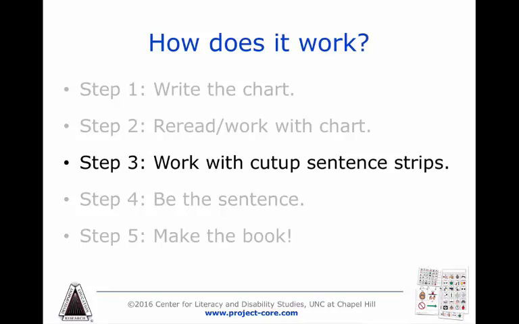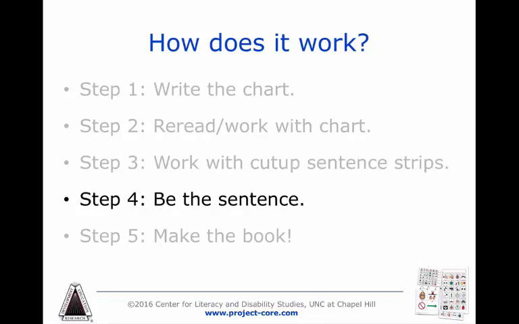In step 3, students are given a sentence strip with the sentence they helped create written on it. Students read and reread their own sentence and then cut the sentence into individual words. They finish step 3 by reassembling the words into the complete sentence. In step 4, students collaborate to assemble sentences from the chart during a game called Be the Sentence. Finally, in step 5, the class creates a book using the sentences from the chart.